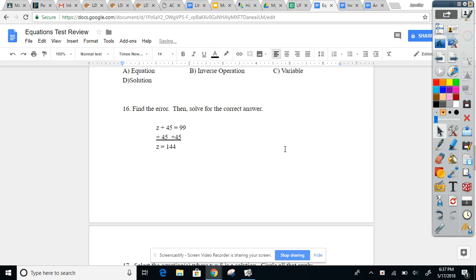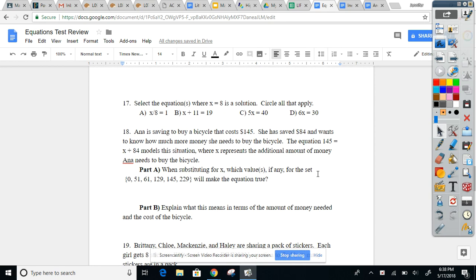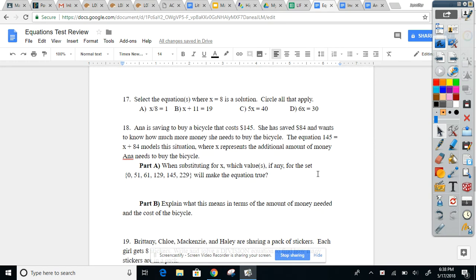Okay, let me try to line that up a little better. Okay, so it just wants to know what this person did incorrectly. Select the equations where x is the solution. Oh, where x equals 8 is the solution.